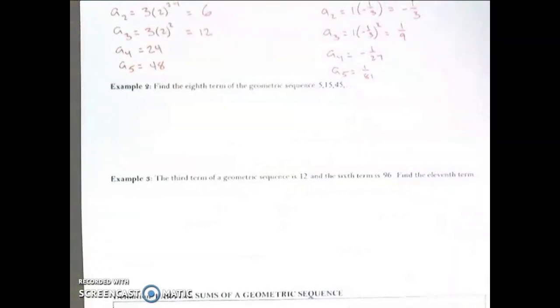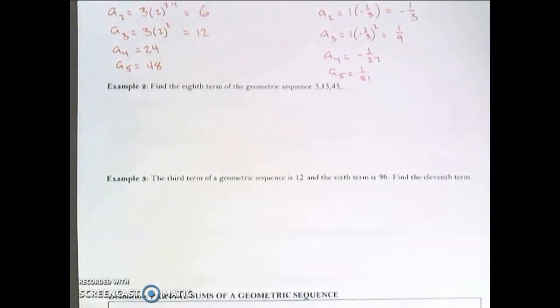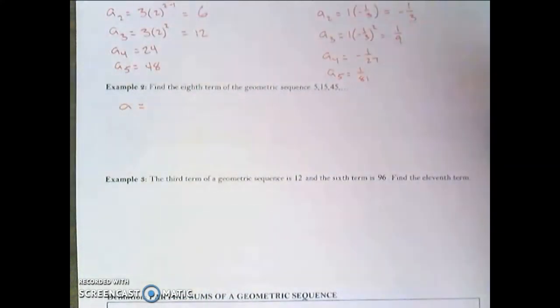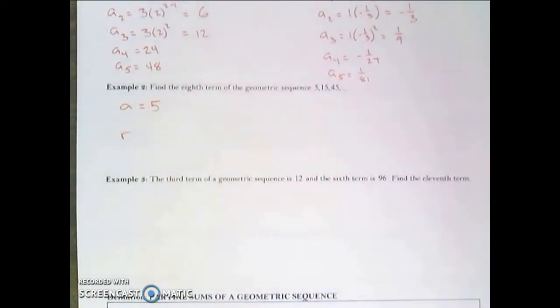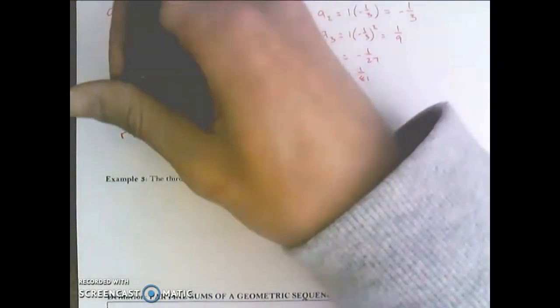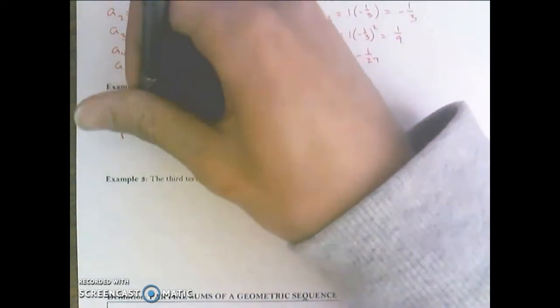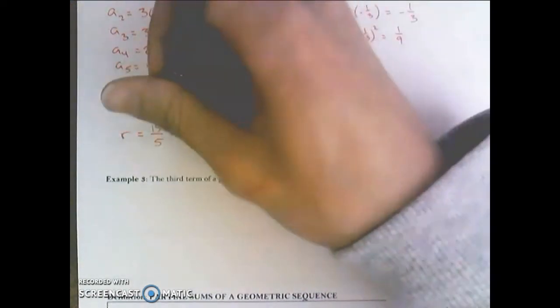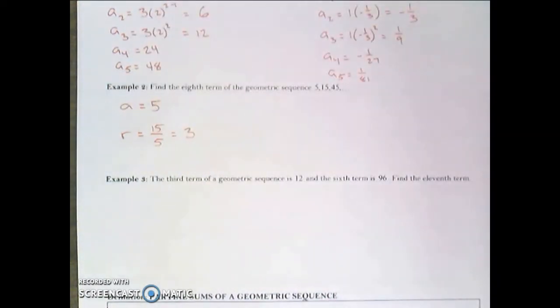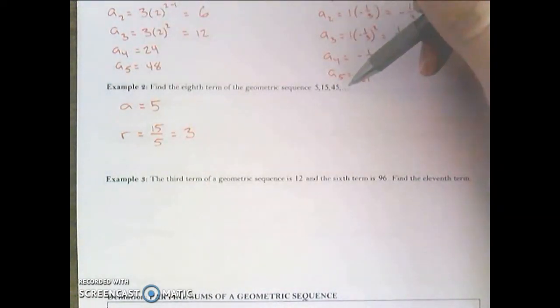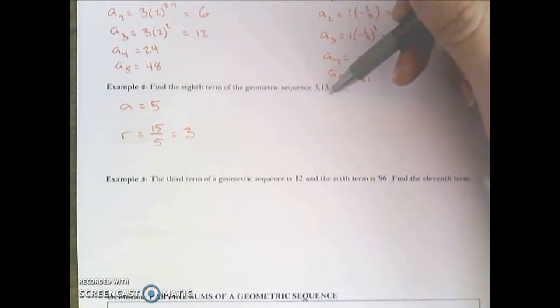All right, let's find the 8th term of the geometric sequence defined here: 5, 15, 45. First things first, our first term is going to be a, which is just our first term, 5. Our r, our rate of change, is going to be the ratio of 2 consecutive terms. Let's just choose the first 2 for simplicity's sake. We're going to take the ratio of 15 and 5, and that gives us 3. So every time we're multiplying by 3. You can double check that with 45 divided by 15, which should be 3.